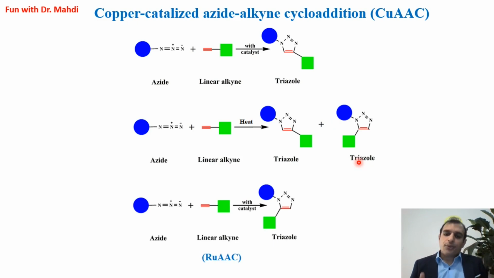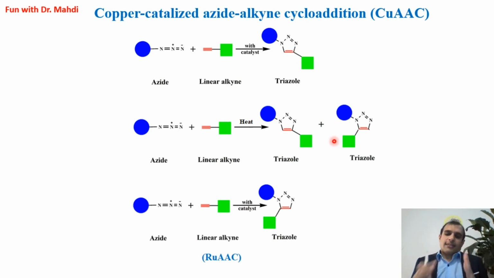We can use ruthenium instead of copper. Again, ruthenium can be a catalyst. In this case, we call it ruthenium alkyne azide cycloaddition. Product will be 1,5 triazole, but when we use copper, product will be 1,4 triazole.